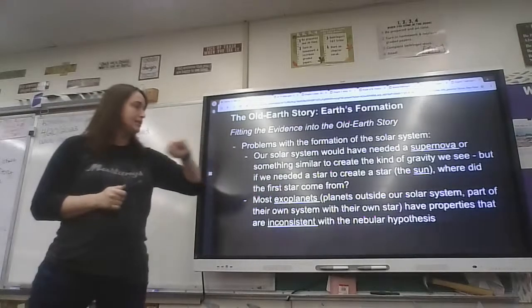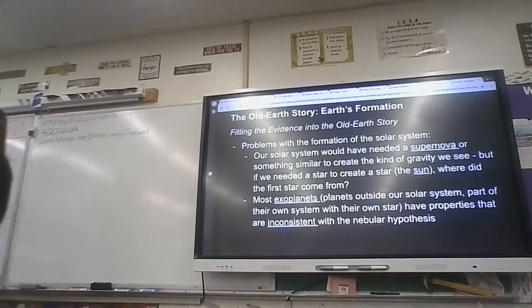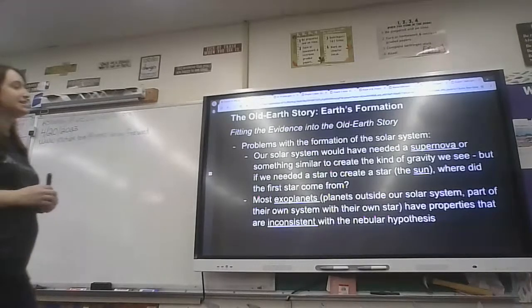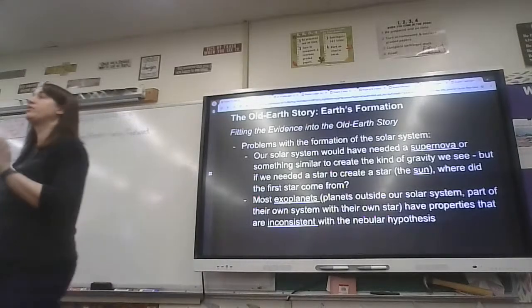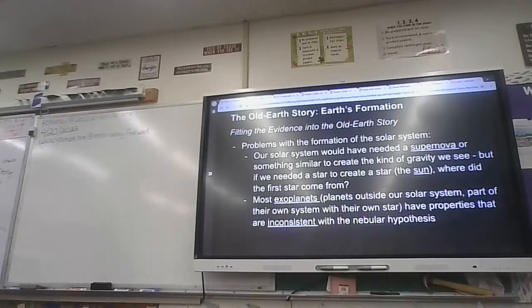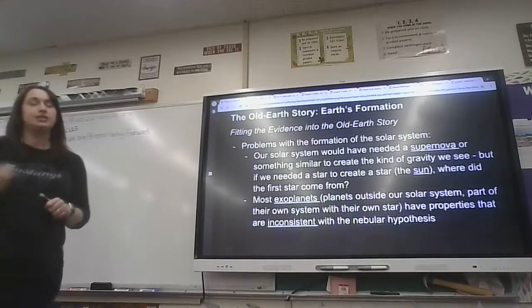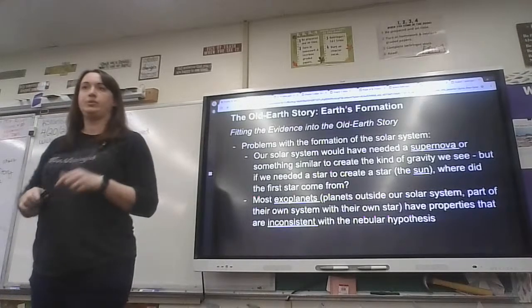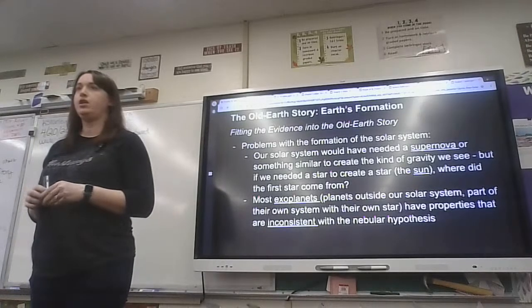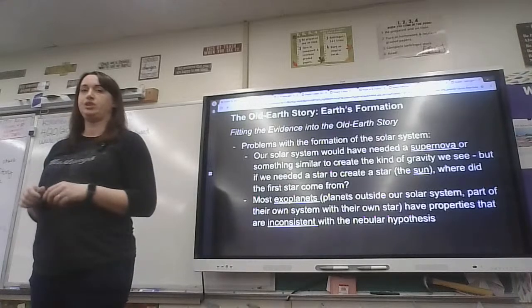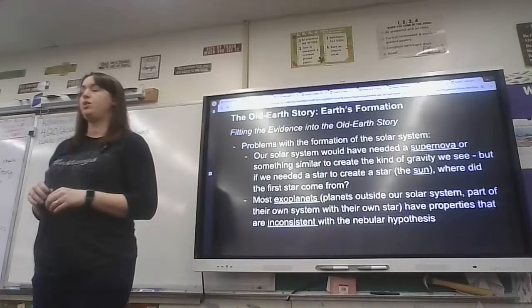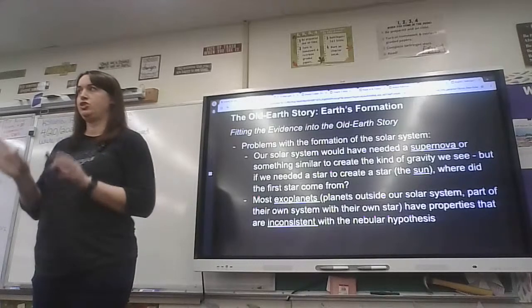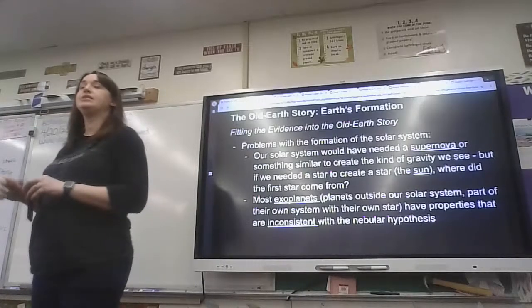Now, some of those exoplanets are part of their own solar system with their own star, and they have properties that are inconsistent with the nebular hypothesis. Do you remember from yesterday, look in your notes if you don't, what were the predictions that the nebular hypothesis said we would see if it were true? What was one of them, Elijah? Everything would spin the same direction.